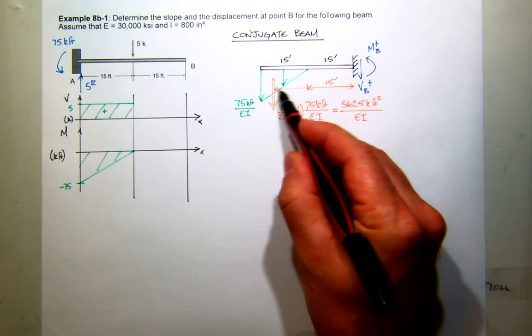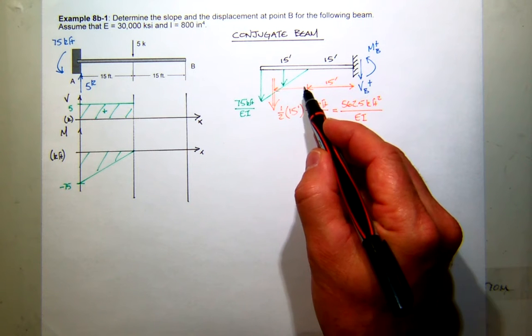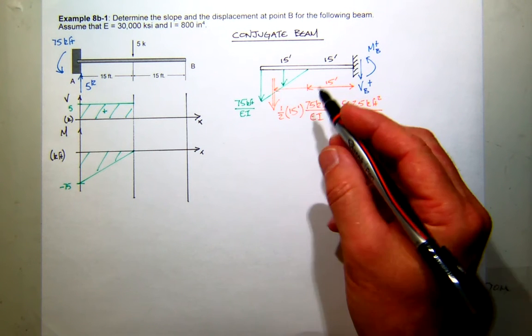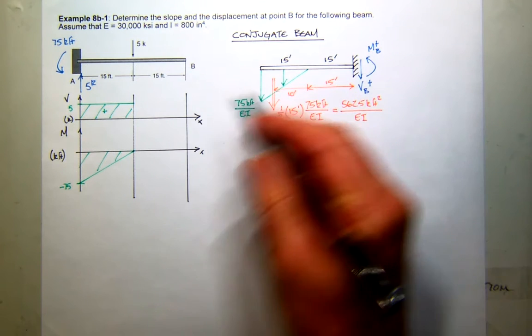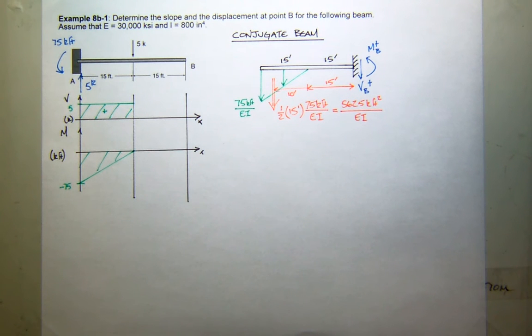What's this distance? 2/3 of 15, and 2/3 of 15 is 10. So it'll be a total of 25. So that's everything I need.